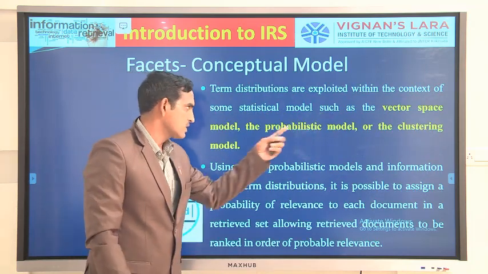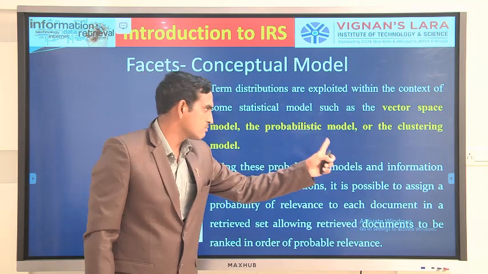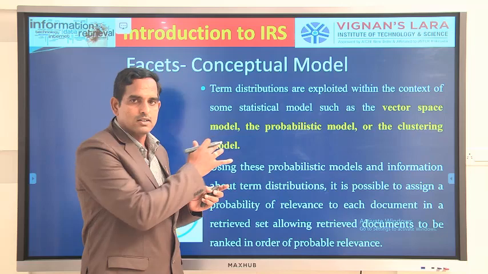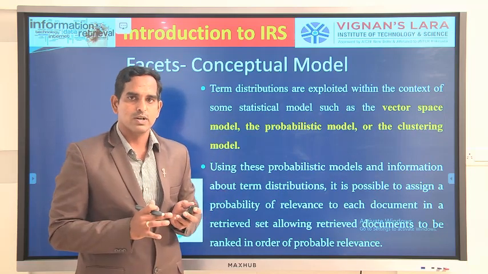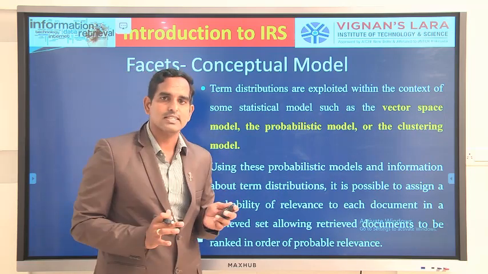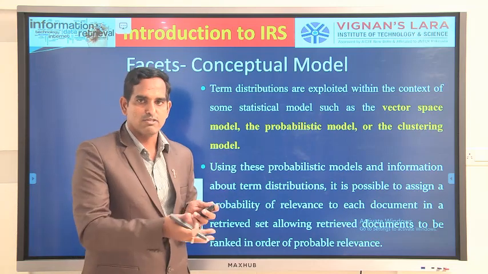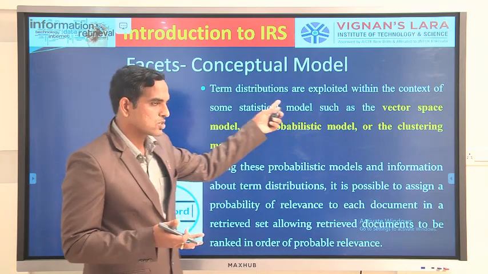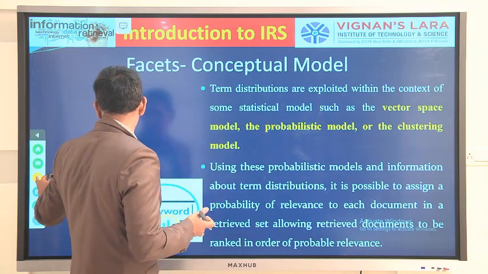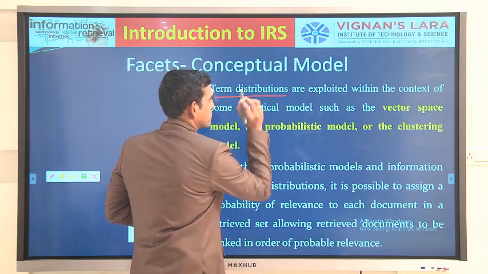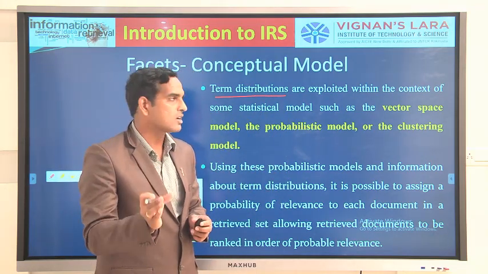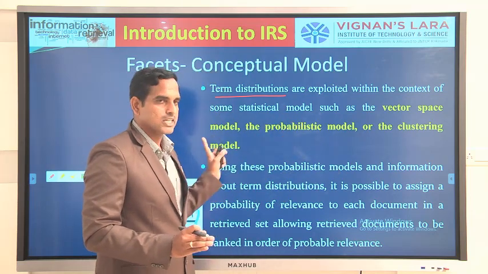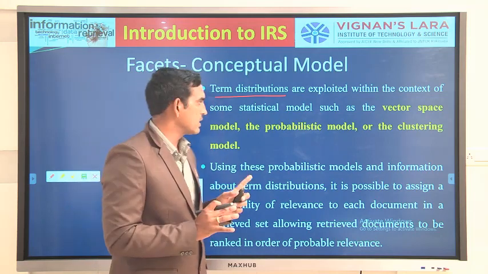What we'll be calling the vector space model, the probabilistic model, and the clustering model. As I already told you, these three models are what we call inexact match models. Whenever you are searching for inexact things, we look for the probability of the match. So the term distributions you saw in the previous slide, the probability of a particular word being present in the document, are exploited by these three methods. All three use those term probabilities.